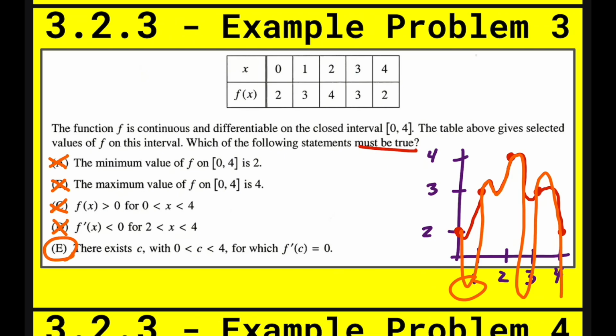It says there exists a point from 0 to 4 where the derivative is equal to 0. That absolutely has to be true because it's continuous and differentiable, and the slope of the endpoints is 0. So that means it has to be 0 at least in one spot here, even if it's negative down here. So E is the answer based on mean value theorem.